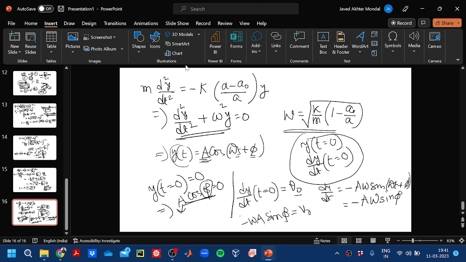So the other thing that can happen is that this cosine of phi is 0. This implies that phi is pi by 2. So if we plug phi equal to pi by 2 here, then we will get minus A omega equal to v0. So this A will be minus v0 by omega.